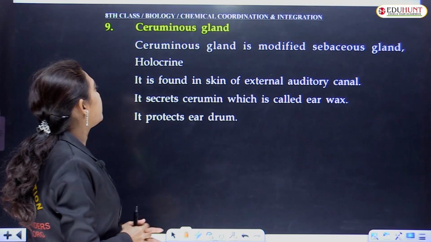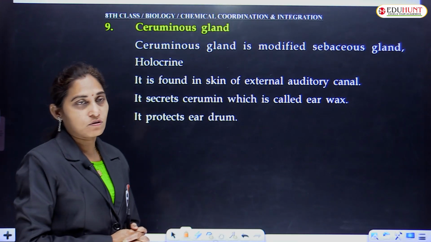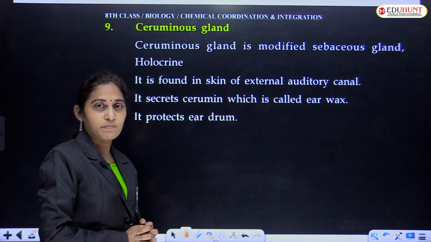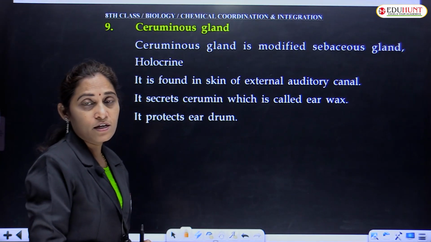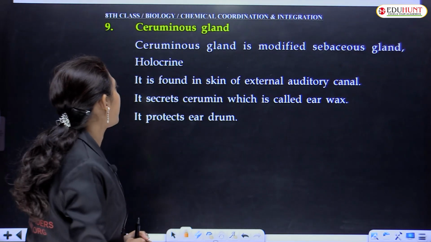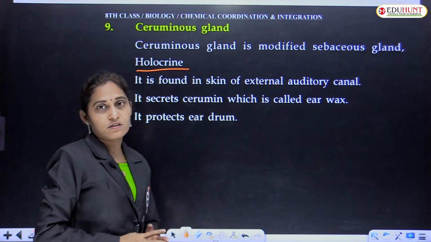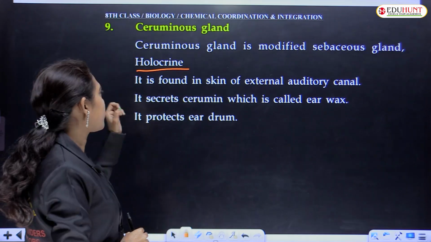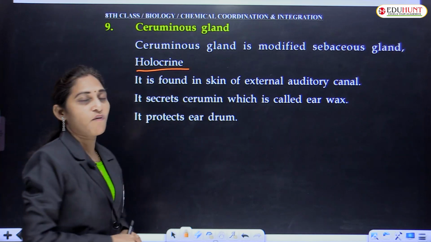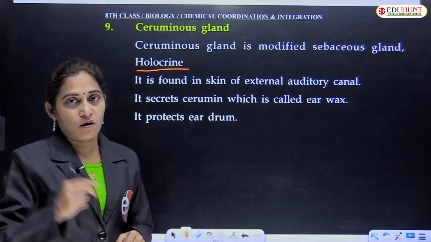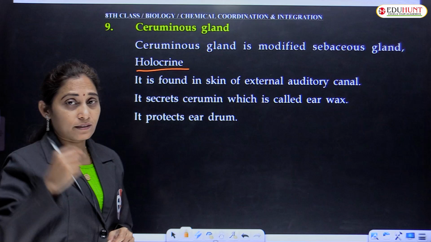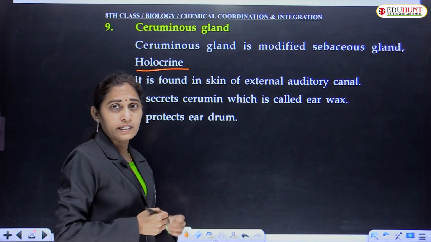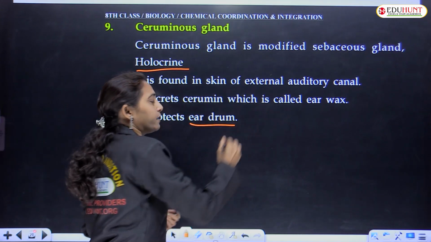Ceruminous gland. This is the last gland present on the skin. The ceruminous gland is a modified sebaceous gland. Remember, sebaceous gland secretions are all oily, and sweat gland secretions are all watery. And it is holocrine. All the substances that are synthesized by the gland will be released out. That is the holocrine purpose. It is found in the skin of the external auditory canal, that is in the ear. It secretes cerumen, called ear wax, and protects the eardrum.